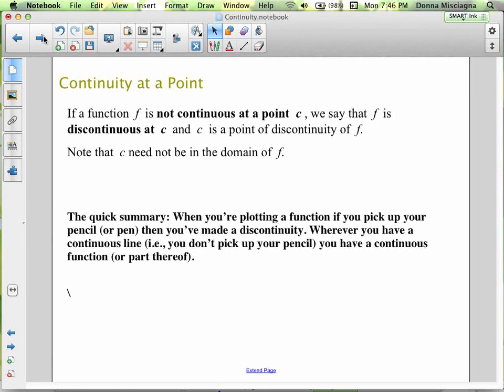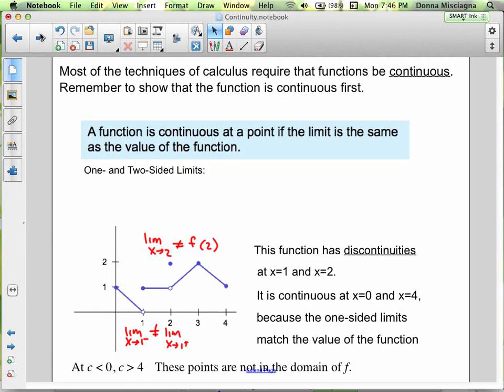But it will never be a justification. It's not a mathematically provable thing. You could just pick up the pencil because you dropped the pencil. Oops, it's not continuous. No, it's still continuous. You just dropped your pencil. But the fact that the limit and the value of our function have to be the same, that's what's going to tell us whether we're continuous or discontinuous. Most of the techniques of calculus require that functions be continuous.